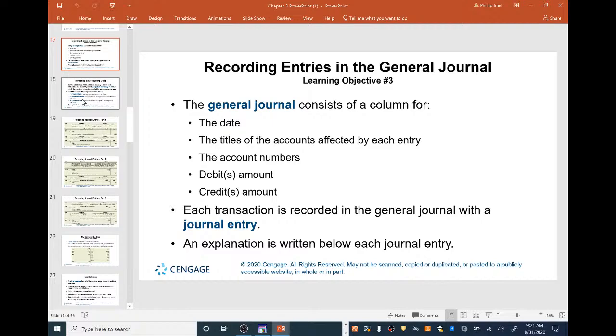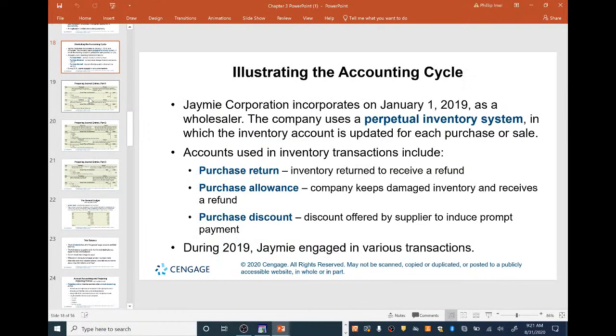So each transaction is recorded in the general journal with the journal entry. Okay. And then there's usually a short explanation that's going to be written below each journal entry, just so we have an idea. Because we're going to have a lot of journal entries, right? So we just want to have a general idea of a little memorandum of what happened with that journal entry. Okay, that's all that's saying there.